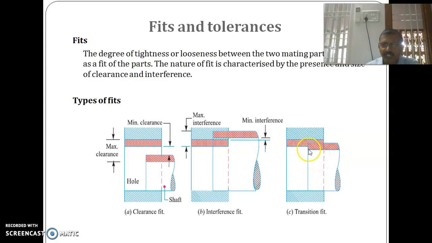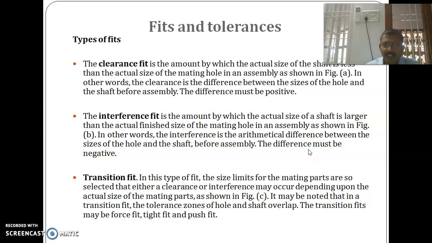This type of fit is called an interference fit. A transition fit is different. In a clearance fit, the actual size of the shaft is less than the actual size of the hole, so there is some clearance. In the interference fit, the actual size of the shaft is larger than the actual size of the hole. Here the shaft size is greater and the hole size is lesser, so it is fitted by applying some force. In a transition fit, it will be either a clearance fit or an interference fit.